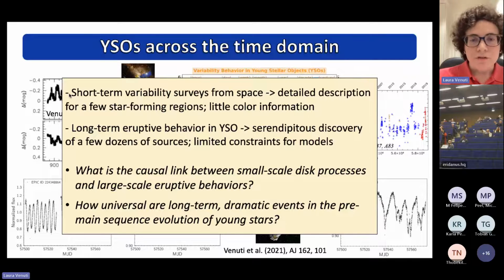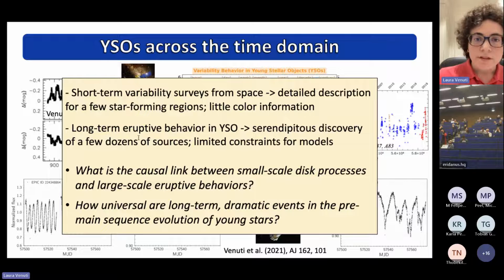Although these previous surveys have allowed us to build a detailed view of the time domain behaviors of select young stars, all of these surveys were subject to several limitations. So, for instance, the variability surveys that were conducted from space on timescales of weeks to months usually were limited to a few star-forming regions that could be observed by the telescope along its trajectory. And also, they lacked sufficient color information that would allow us to classify the exact variability source underlying the light curve profile that we observed.